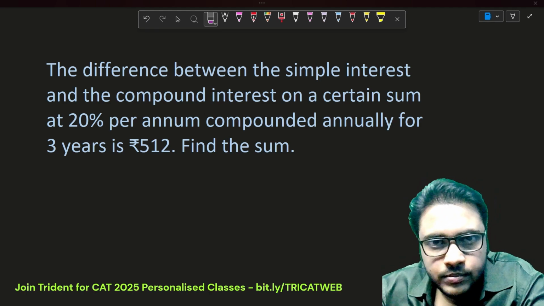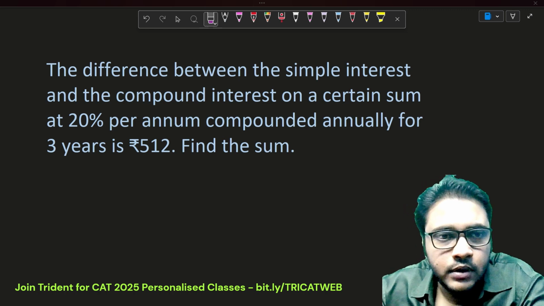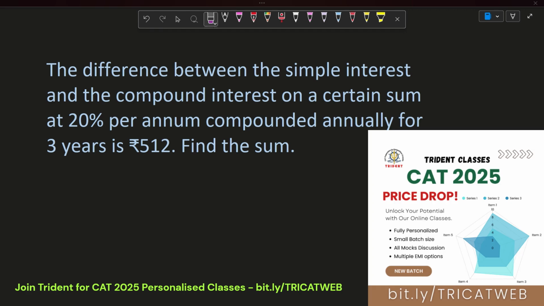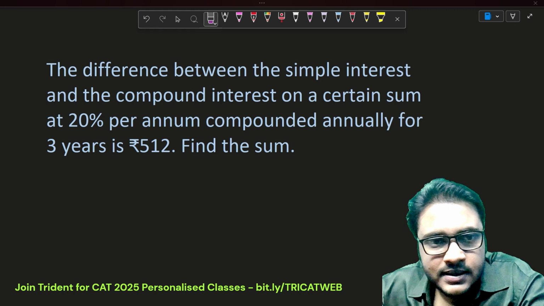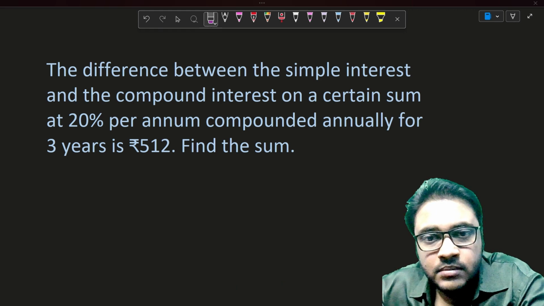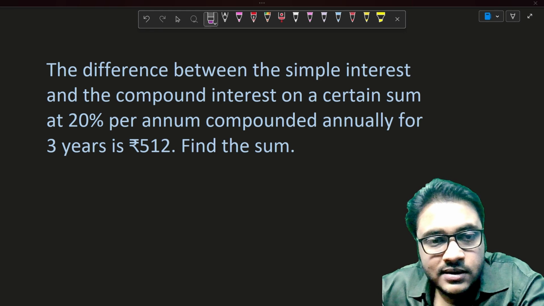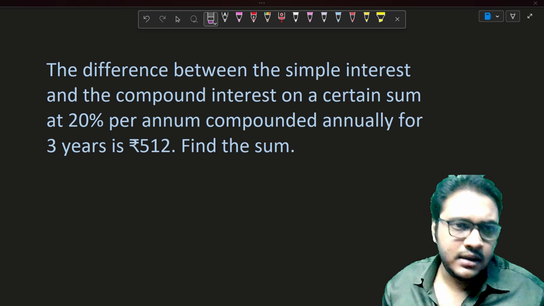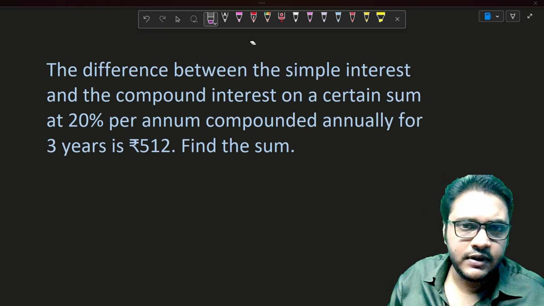My name is Omajit Goswami, and in this video we are discussing a question from compound interest. It's a good one, a standard question of compound interest. Let's read the question. It says the difference between the simple interest and compound interest on a certain sum at 20% per annum compounded annually for 3 years is 512. Find the sum. This is a standard question type, not a very difficult one.